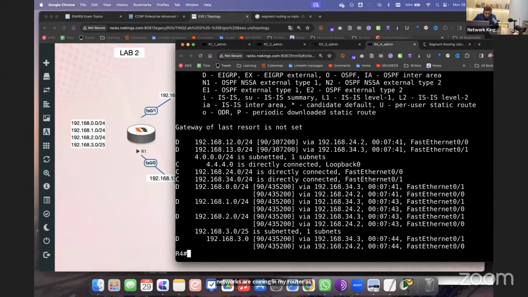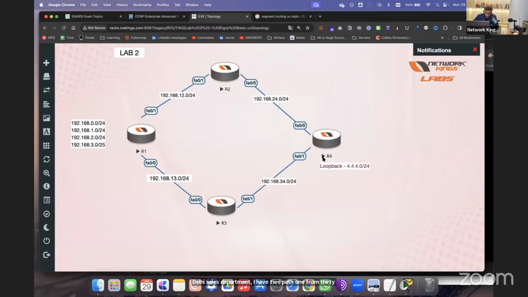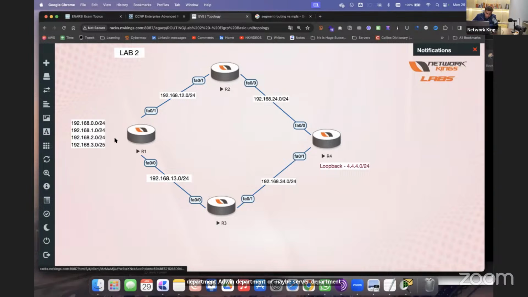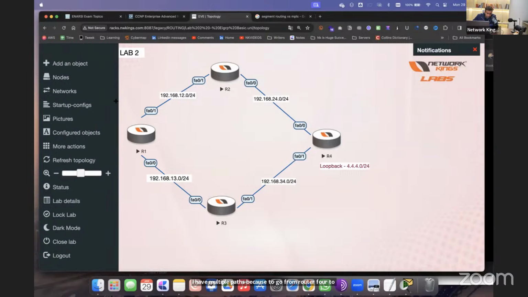You can see that to go to this department, which is my Delhi sales department, I have two paths, one from 34.3, which means router 3, and one from 24.2, which is router 2. So one is going from router 3, one is going from router 2. The same way if I want to go to marketing department, admin department, or maybe server department, I have multiple paths, because to go from router 4 to the departments of router 1, you have multiple paths.